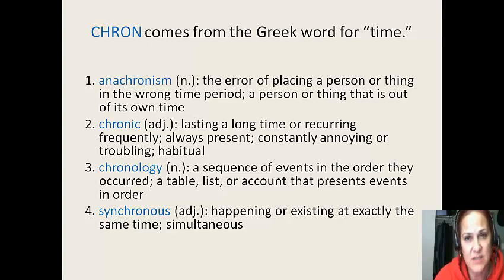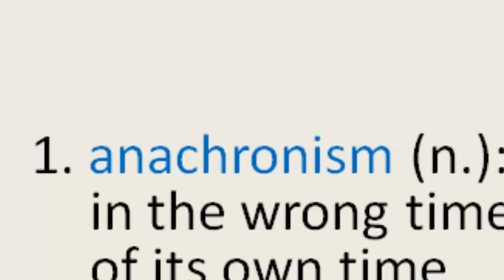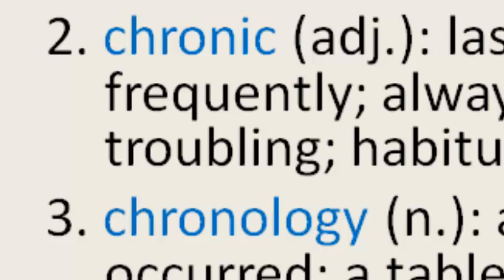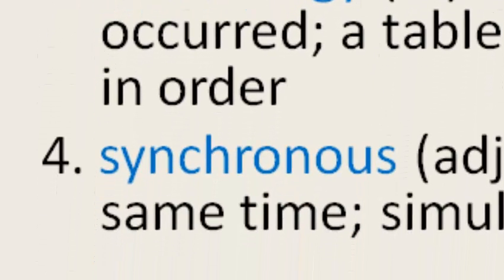So our root this week is CHRON. Comes from the Greek word for time. Our words are anachronism, an error of placing a person or thing in the wrong time period, a person or thing that is out of its own time. Then we have chronic, lasting a long time or reoccurring frequently. Always present, constantly annoying or troubling, habitual. Then we have chronology, a sequence of events in the order they occur, a table, a list, or account that presents events in order. And then synchronous, happening or existing at exactly the same time, simultaneous.